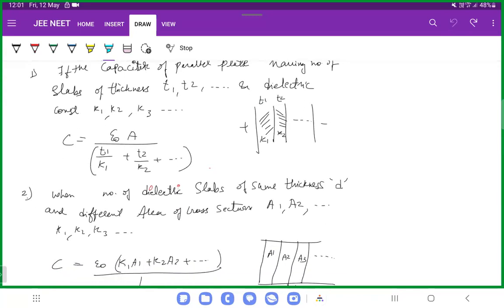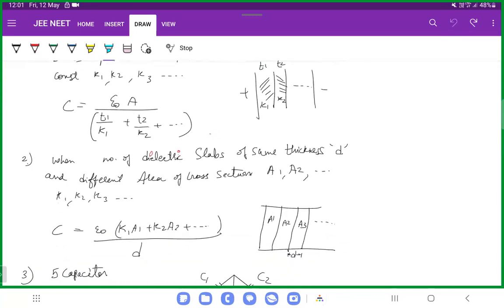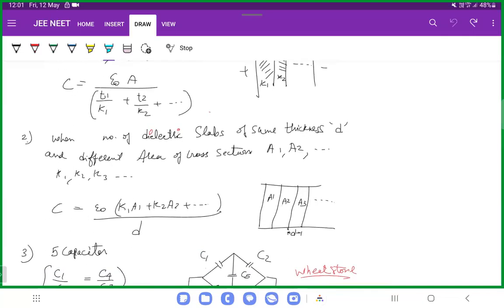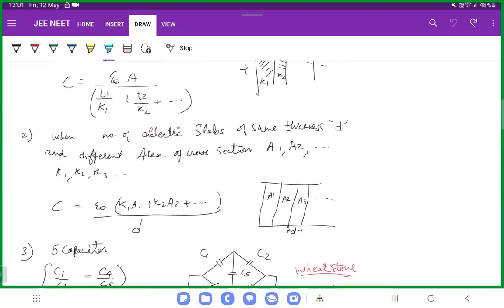Now, when the number of dielectric slabs are of the same thickness but different area of cross section, what we'll do? Epsilon naught times K1 A1 plus K2 A2, and so on, divided by d. d is common because it has the same thickness.